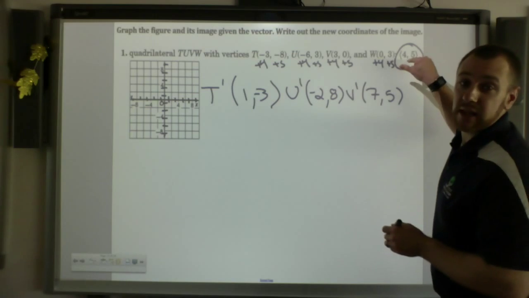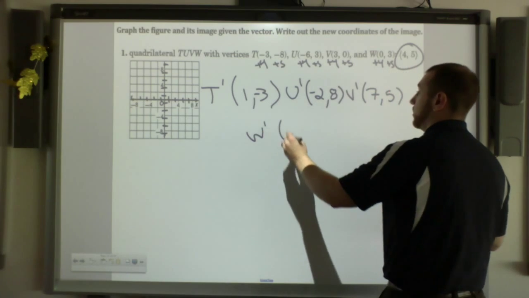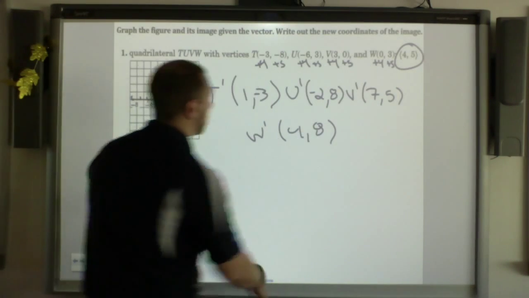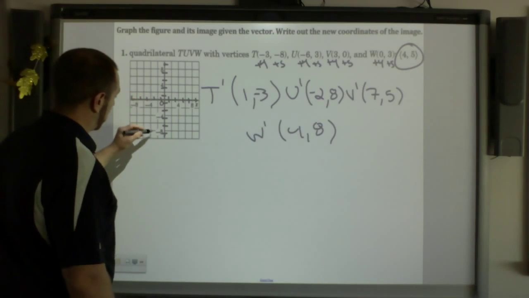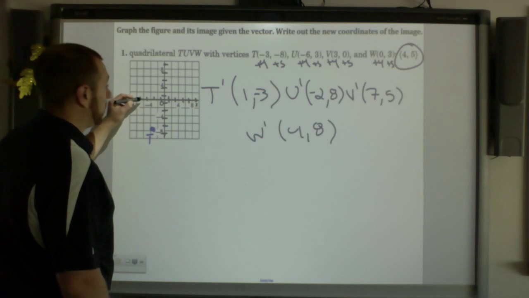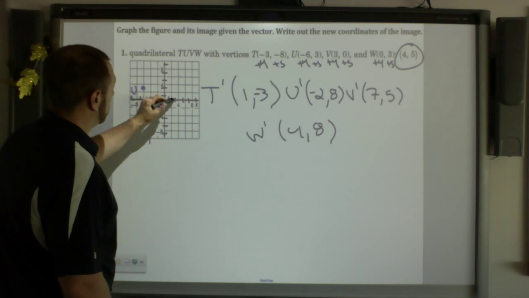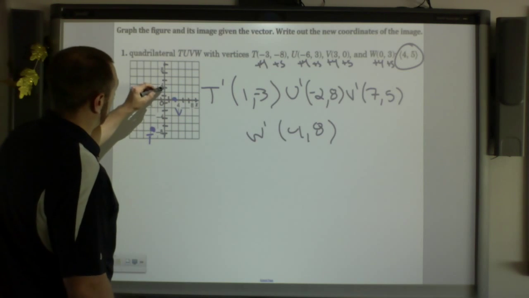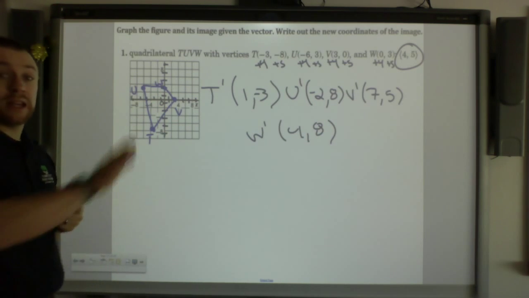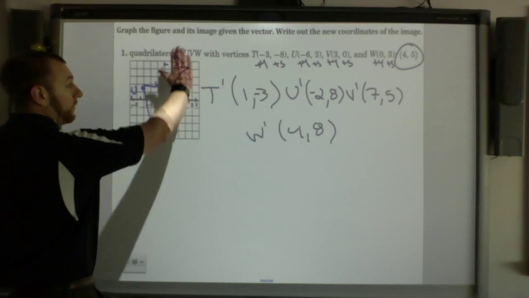All I'm doing is taking this vector and adding it to each one of those points. And my new w is going to be 4, 8. Now if I plot my original, I'll plot that in my blue: -3, -8, -6, 3, 3, 0, and 0, 3. This is my original. And the translation is going to move 4 units right and 5 units up.